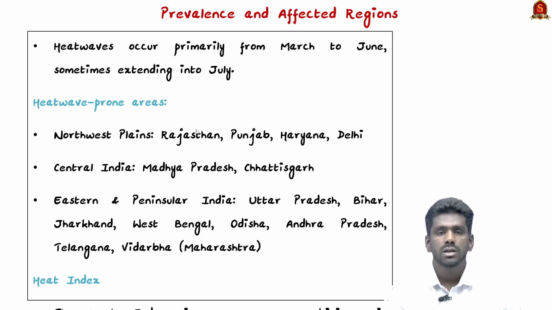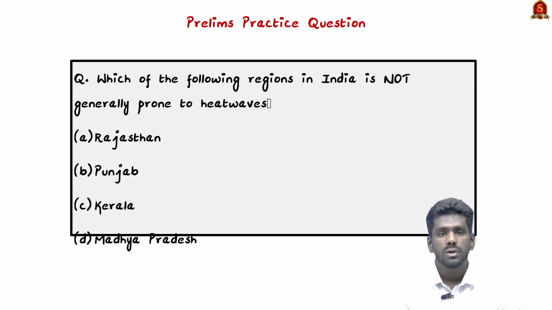The regions which are most affected by heat waves are Rajasthan, Punjab, Haryana and Delhi. Some other regions which are prone to heat waves in India are Madhya Pradesh and Chhattisgarh, and also some parts of eastern and peninsular India. Even Uttar Pradesh, Bihar, Jharkhand, Odisha and coastal regions of Andhra Pradesh, Telangana and Maharashtra are also vulnerable to heat waves.